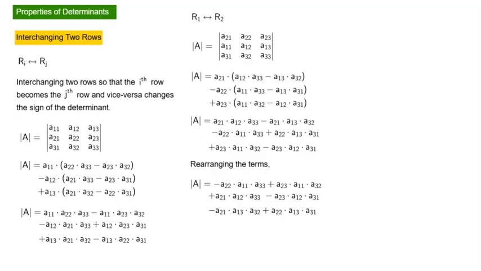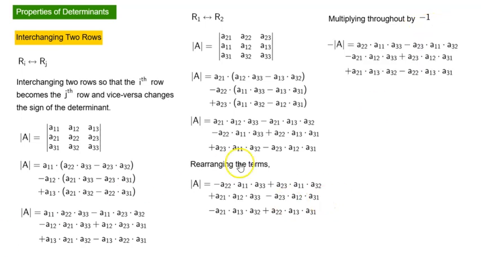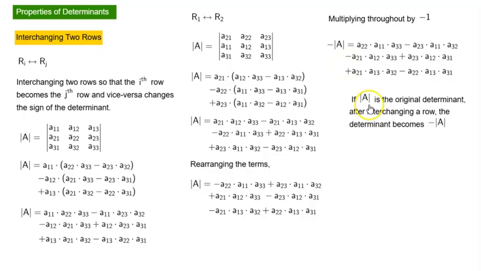Which means if you multiply this by minus 1 throughout, they will become equal. The determinant of A is the original determinant. After interchanging a row, the determinant becomes minus the determinant of A. Okay, now let's look at the next property.